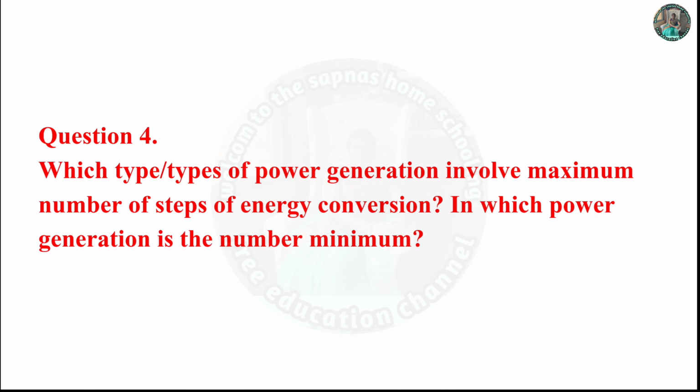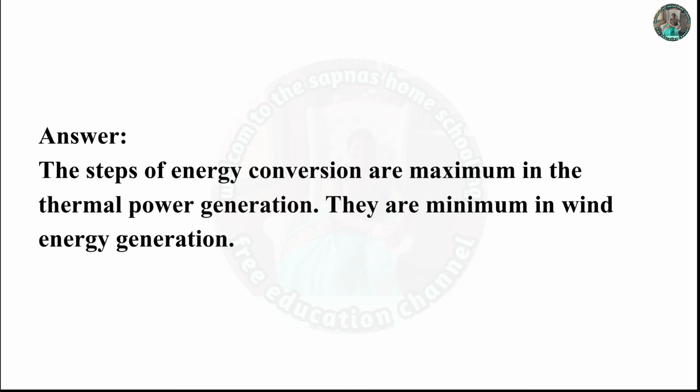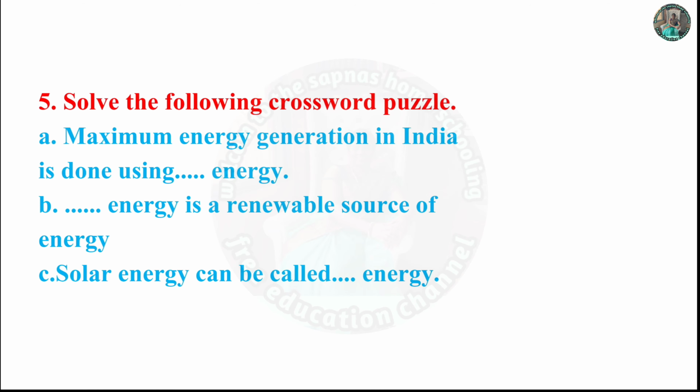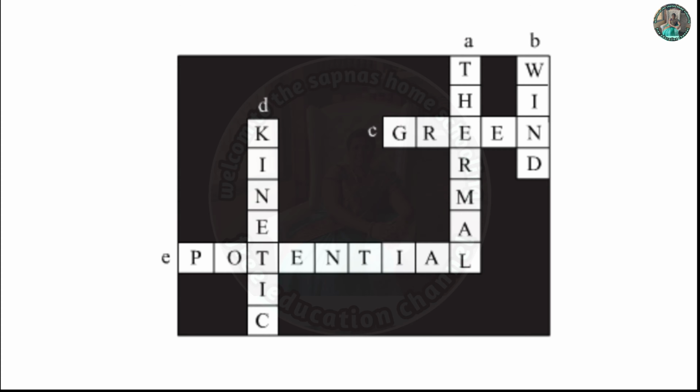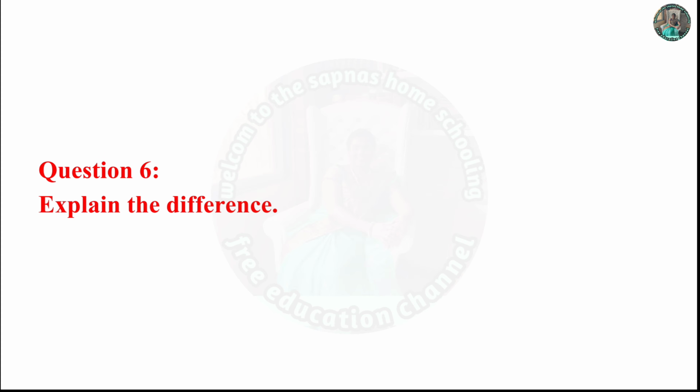Question 4. Which type or types of power generation involve maximum number of steps of energy conversion? In which power generation is the number minimum? Answer: the steps of energy conversion are maximum in the thermal power generation. They are minimum in wind energy generation. Fifth question. Solve the following crossword puzzle. Answer: A. Thermal, B. Wind, C. Green, and E. Potential.